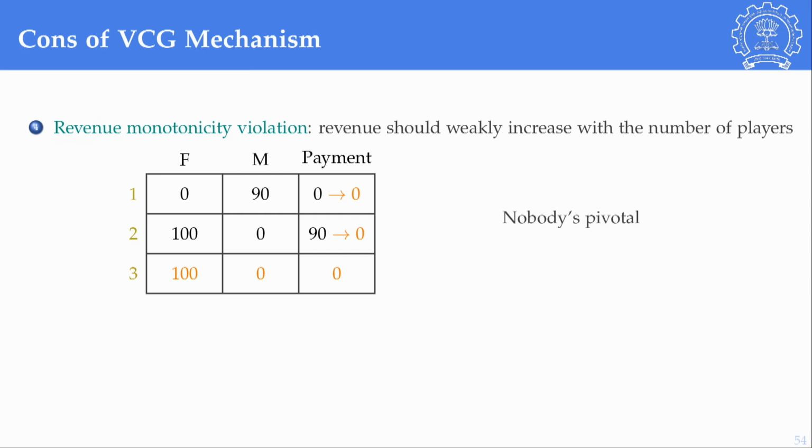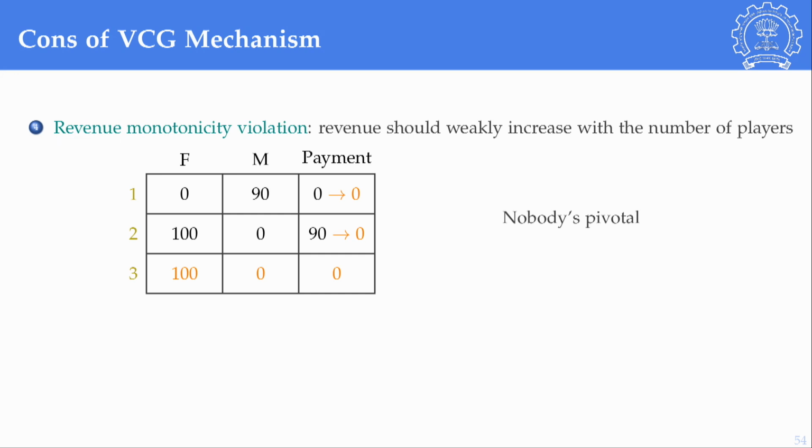Now, suddenly by including this agent, you see that no agent is pivotal. You remove this agent, f becomes the outcome. You remove this agent, still f is the outcome. You remove 1, still f is the outcome. So none of the agents are pivotal, and you can do the calculation, but VCG will never charge any payment to any of these agents.